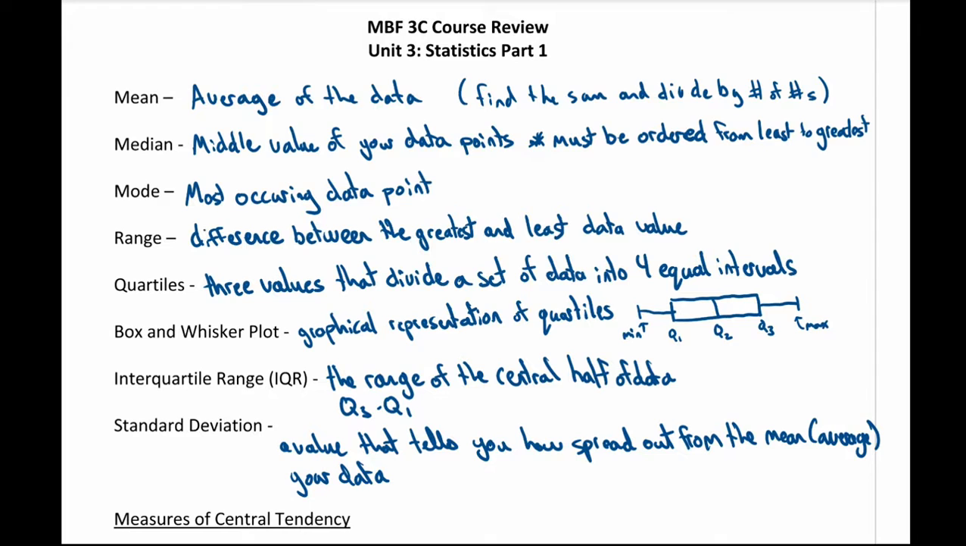Quartiles are three values that divide a set of data into four equal intervals. A box and whisker plot is a graphical representation of those quartiles. So we can see here our box is represented by Q1, Q2, and Q3. And then our whiskers are the max and min values of our data set. The interquartile range is the range of the central half of data, or Q3 minus Q1. So basically it's telling us the range of values of our box.